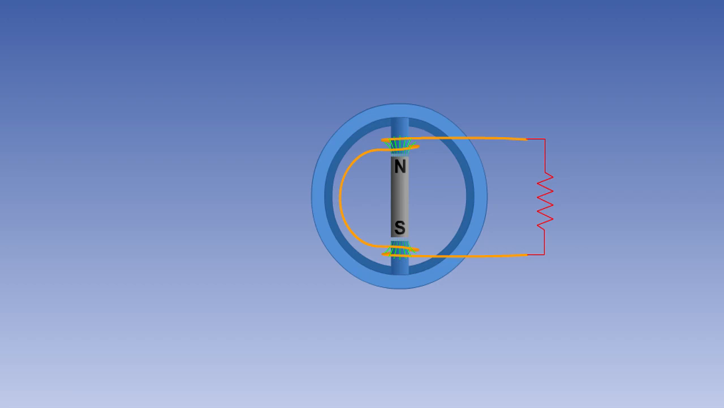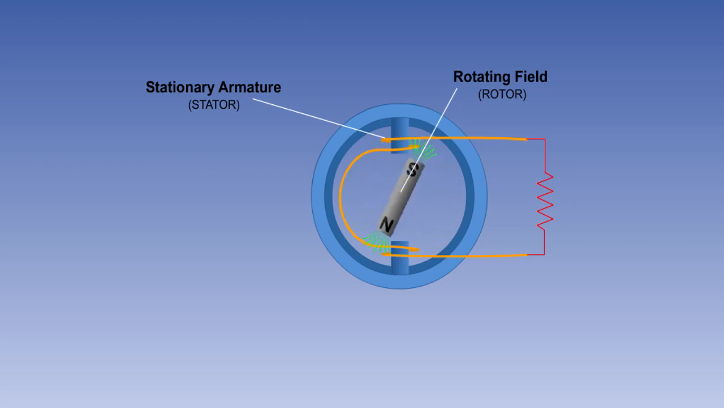Most AC generators are designed with a rotating field and a stationary armature, in the same way that DC alternators are constructed, but without the rectifier. The rotating part of the generator is known as the rotor, and the stationary part the stator. The field can be energized either by a permanent magnet or by DC from a separate source.